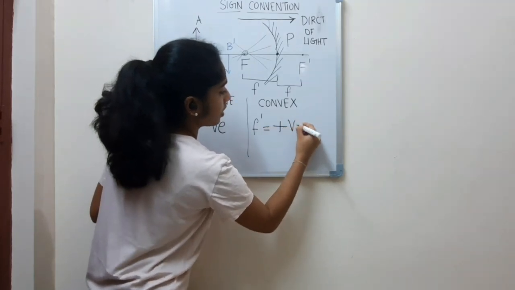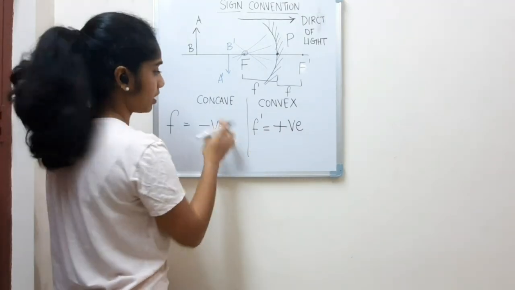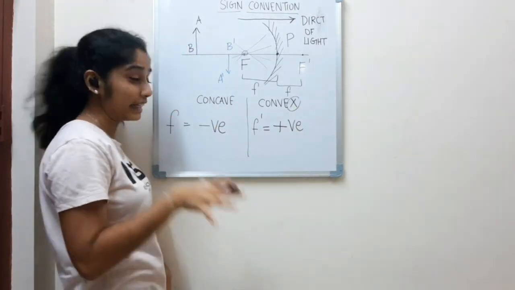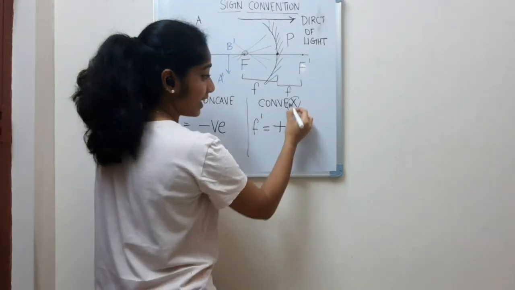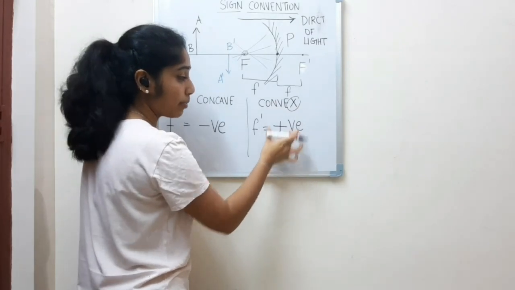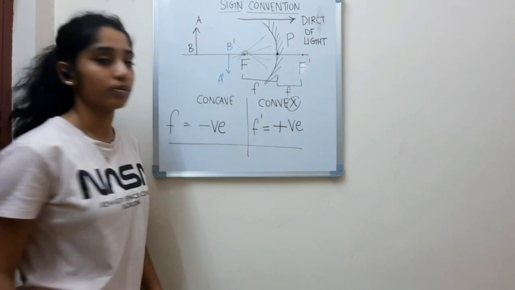Now how can you remember? Convex means positive and concave is negative. This is a silly rule, but convex has an X in it and it looks like a plus, right? So you can remember it as positive. So this is a major rule to remember.